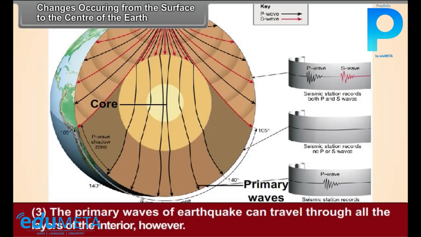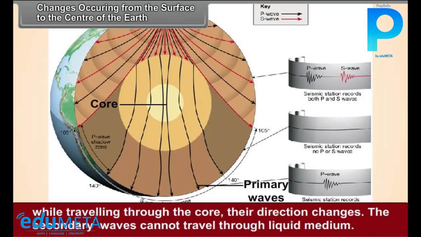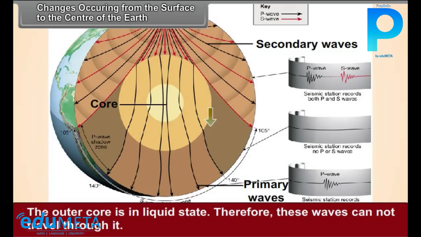Number 3. The primary waves of earthquakes can travel through all the layers of the interior. However, while traveling through the core, their direction changes. The secondary waves cannot travel through a liquid medium. The outer core is in a liquid state. Therefore, these waves cannot travel through it.